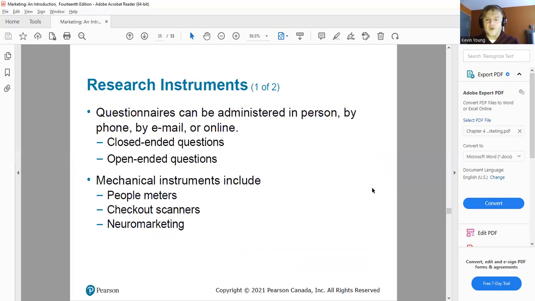Where an open-ended question could be, tell me about your experience at university. That is not a yes or no answer, right? And that's why it's called an open-ended question. Mechanical instruments will include people meters, checkout scanners, and neuromarketing, and you can read more about those in your textbook.